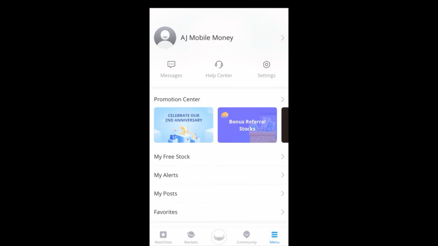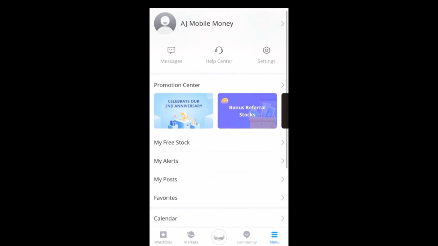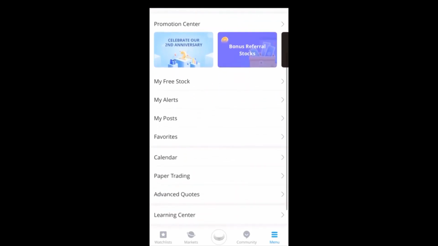And from here, you can see I'm AJ Mobile Money. That's my profile name. You can look at Promotion Center, so the different promotions that Webull will have.